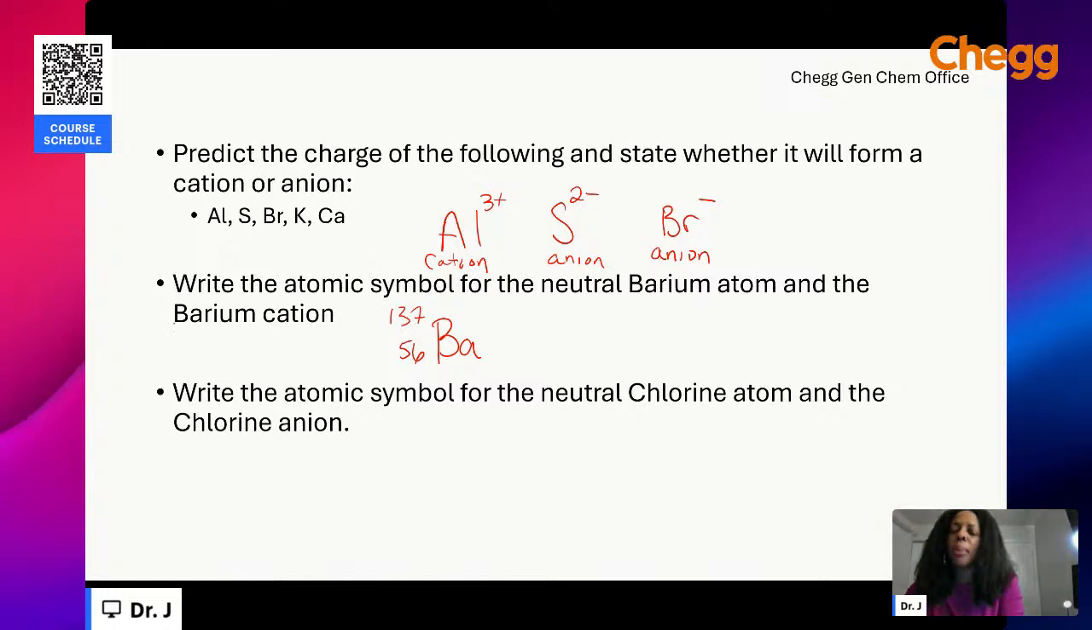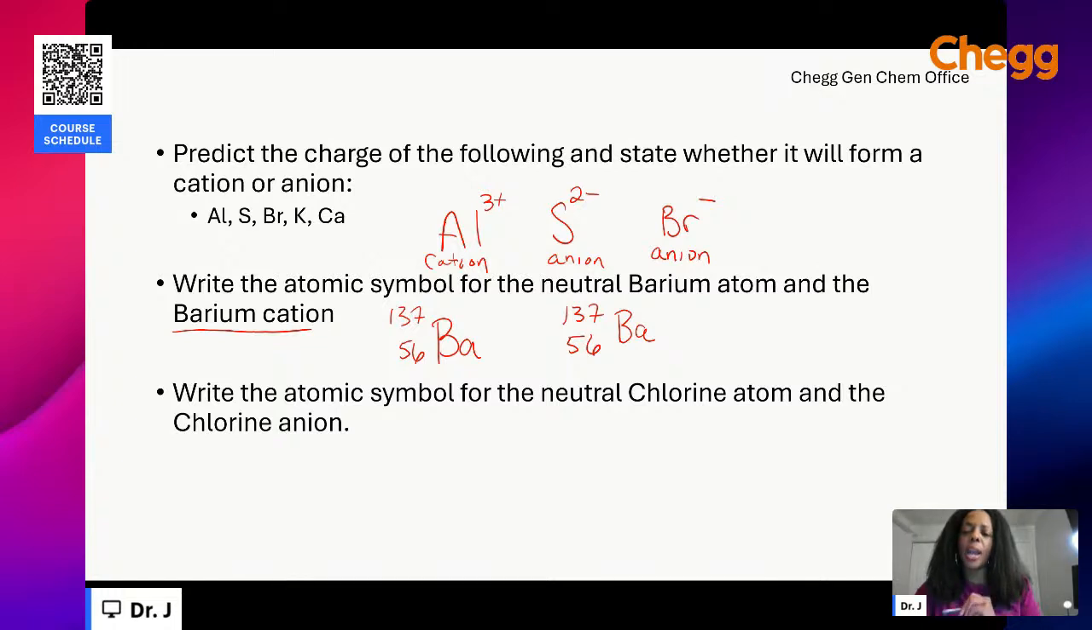But if we want to make the barium cation, what's going to change? Well, it's still barium, so the symbol doesn't change, right? And because it's still barium, we also know that the protons don't change, which means the atomic number stays the same. The cation does not change our neutrons or the protons, so the mass number will stay the same. But what does change are the number of electrons that are present.